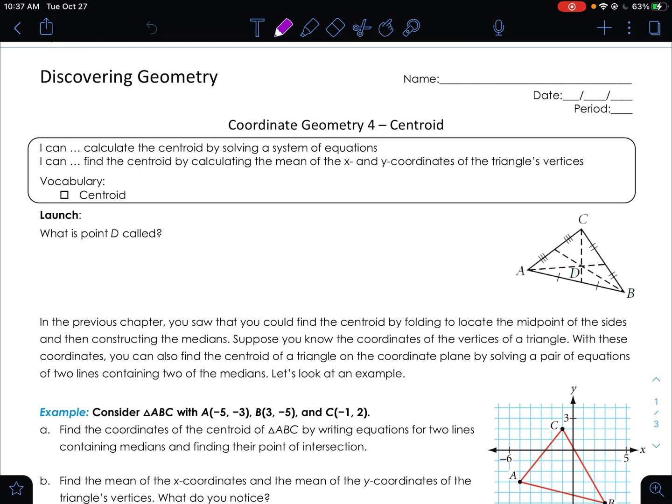So go ahead and take a look at the warm-up. What is the point D called in this picture to the right? And then unpause the video once you have your answer, and we will go over it and then look at a few examples of what happens when we know the coordinates of a triangle and how we can find the centroid.